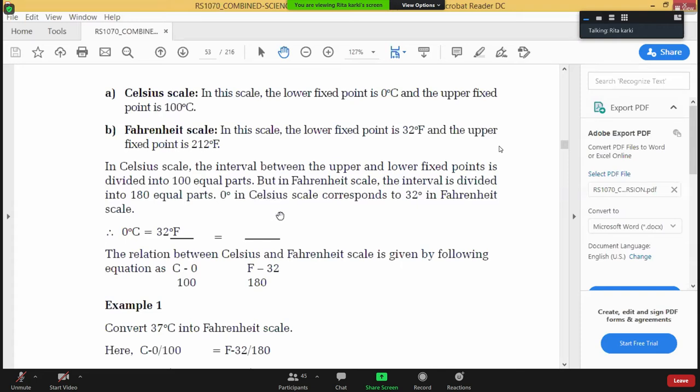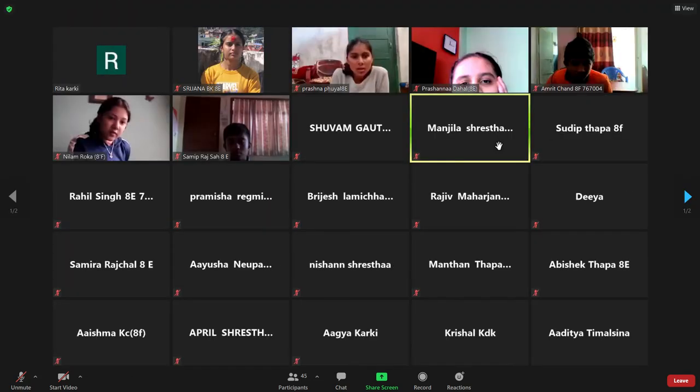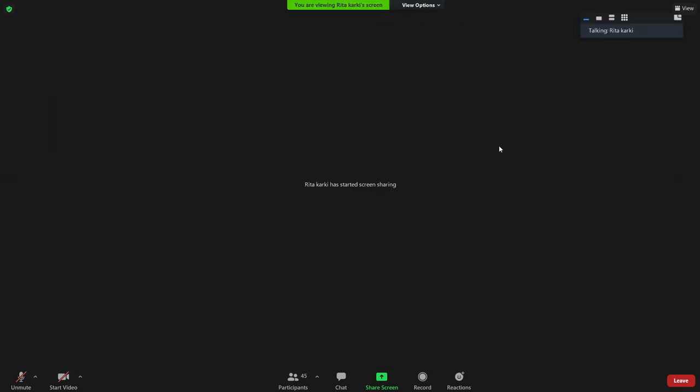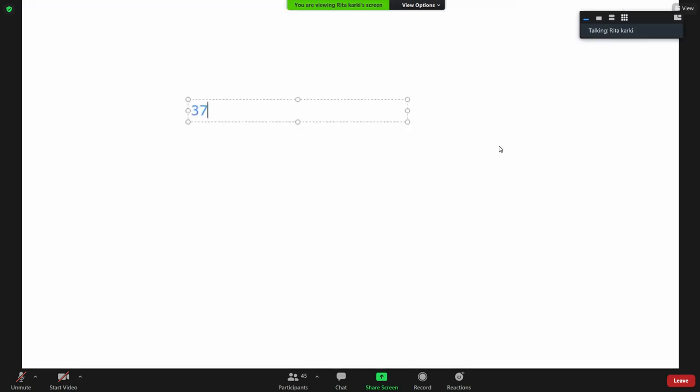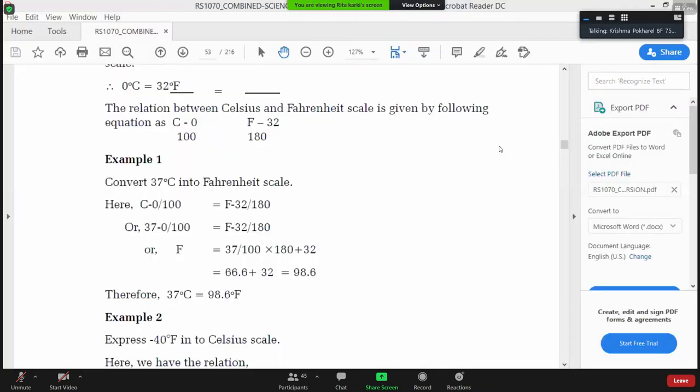Clear? So, for example, convert 37 degrees centigrade into the Fahrenheit scale. How can we convert 37 degrees centigrade into Fahrenheit? Can you tell me? What is the answer? Use the equation. You have to use the equation. So what is the equation?